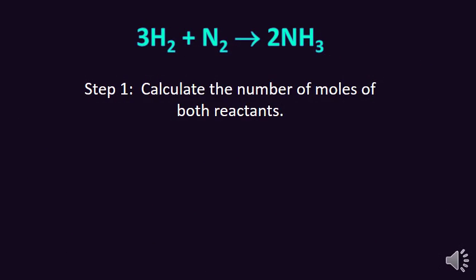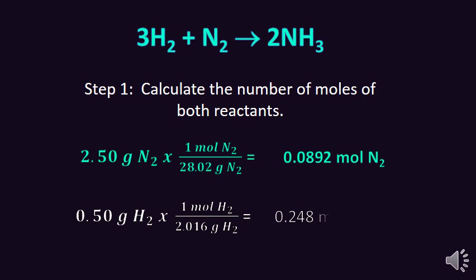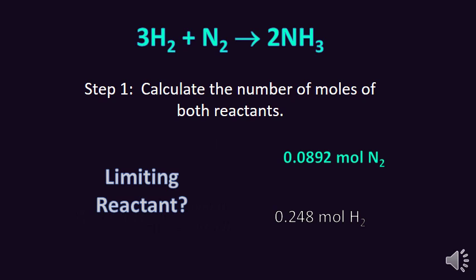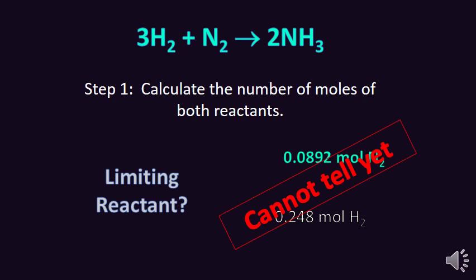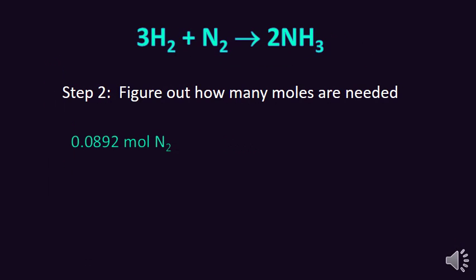The steps. Number 1, you do need to calculate the moles of both reactants. Once you do that, can you ask yourself who the limiting reactant is? Well, you can ask yourself, but you can't tell yet. Next step, and that's to figure out how many moles are needed.